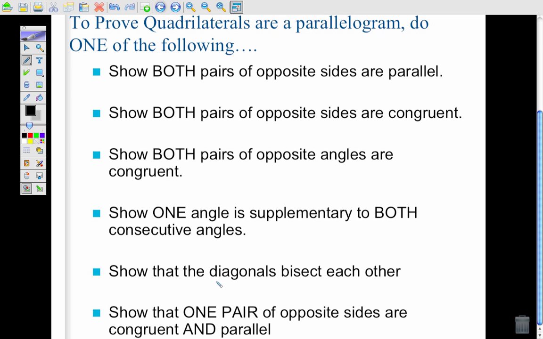Okay. These are all of the different ways that we can prove a quadrilateral is a parallelogram. So go ahead and pause the video and get those written down.